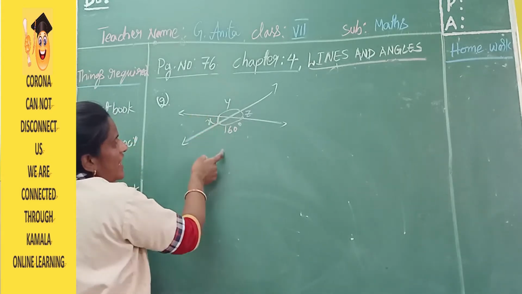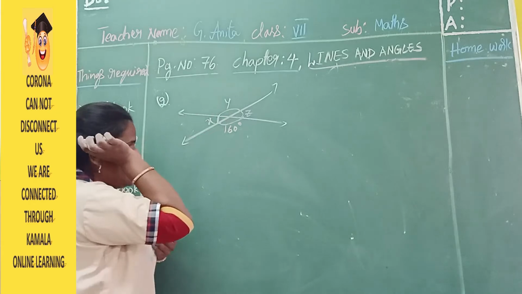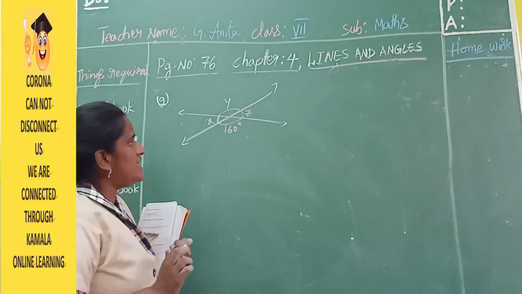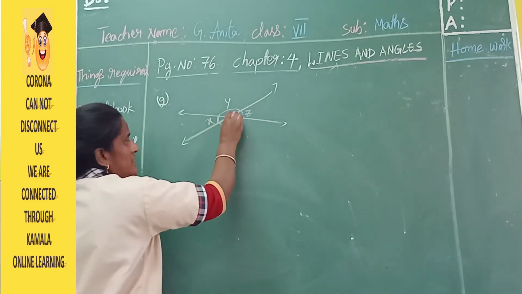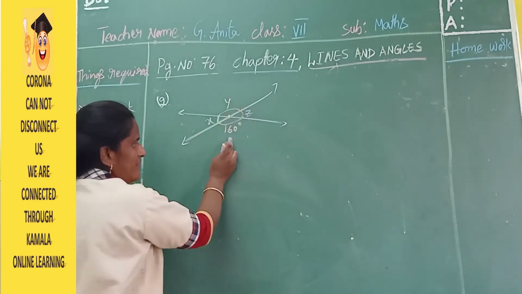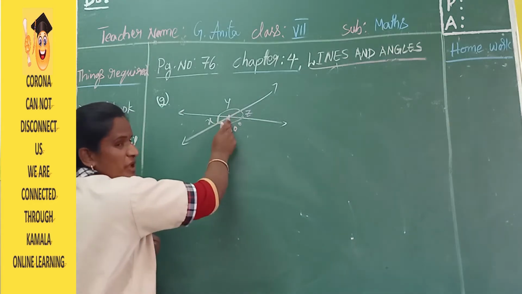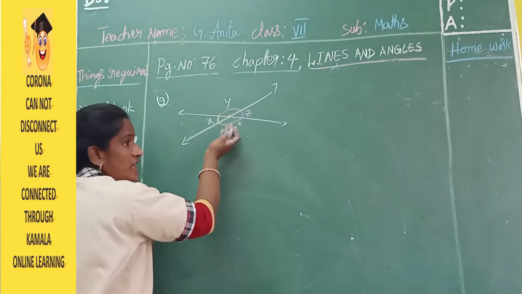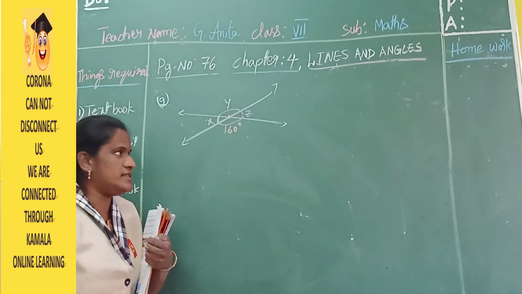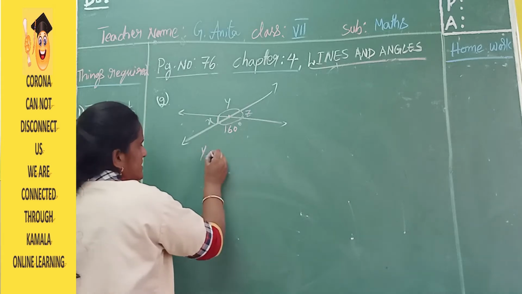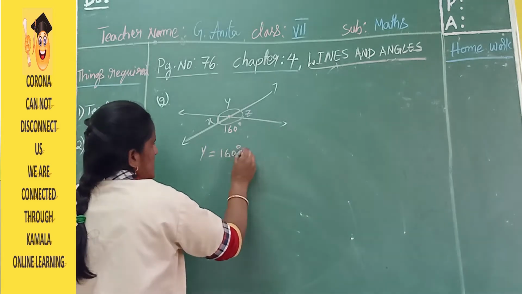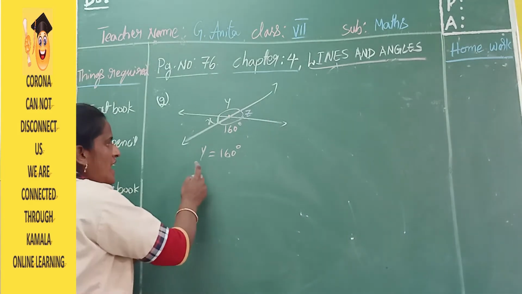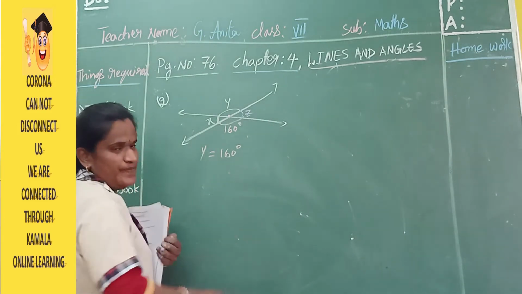You observe in this figure. In this figure, there are vertically opposite angles. Which angles? Yes, here observe y and 160. They both have a common vertex and they both are opposite to each other. So that's why they both are vertically opposite angles. So angle y is equal to 160. They both are vertically opposite to each other. So that's why angle y is equal to 160.